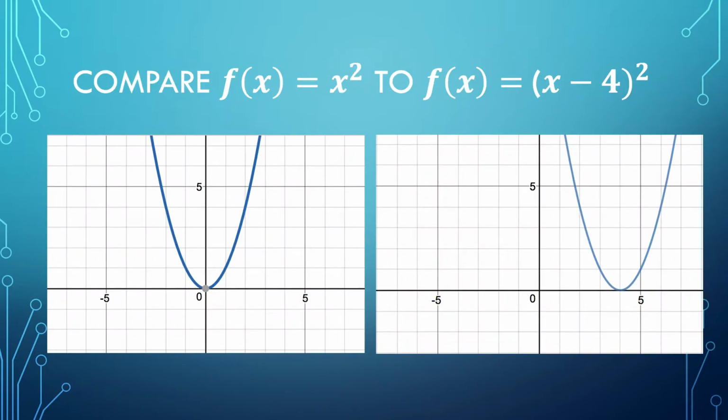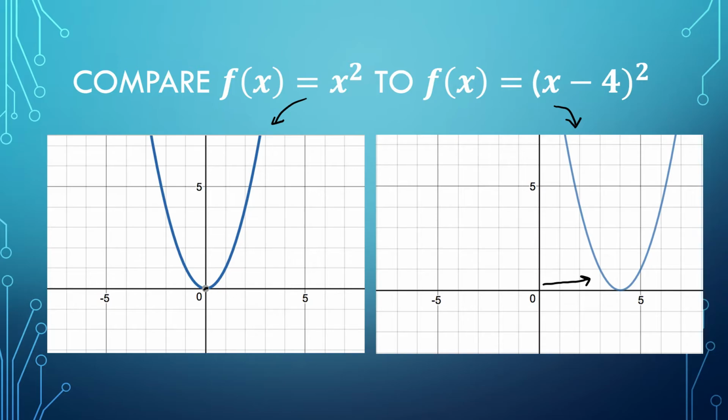Let's now consider our left and right shifts. So we're going to compare the function f of x is equal to x squared, which again is this graph, to the function f of x is equal to the quantity x minus 4 all squared. And so you notice by looking at your graph, your original graph again sits with the vertex at 0, 0. Your new graph has now shifted 4 units to the right.